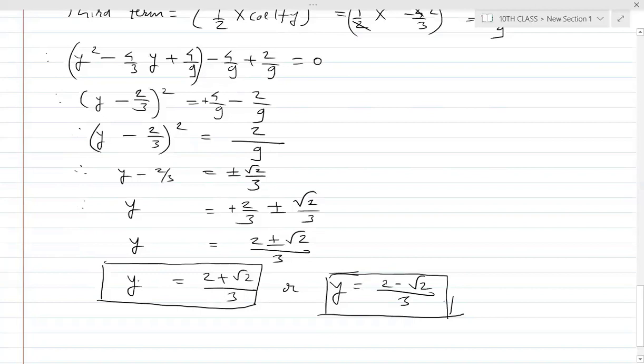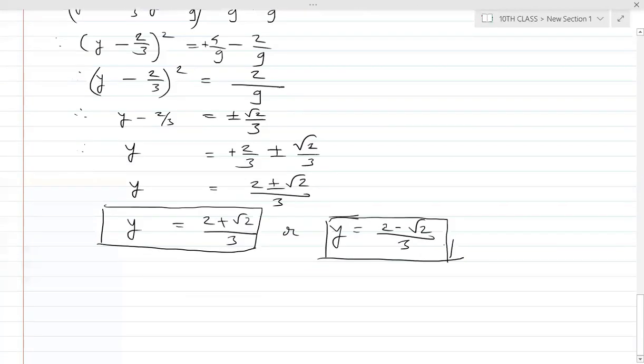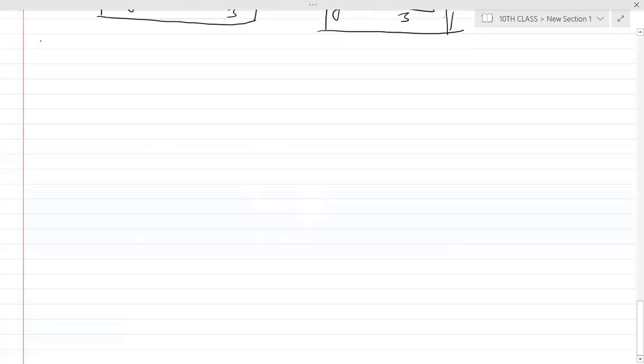Thus we got two values of y, that is, two roots of y, by the completing square method. Now we are going to solve the next problem: 2y square plus 9y plus 10 equals 0.